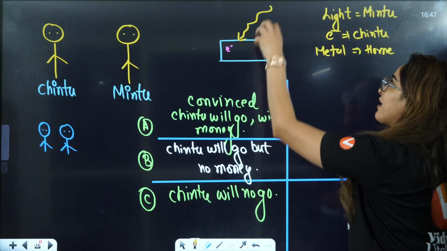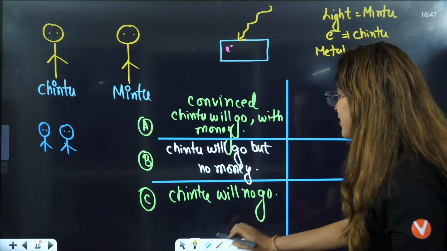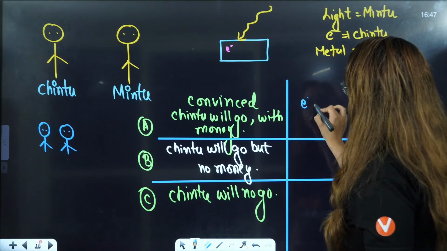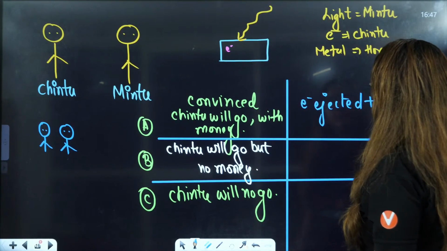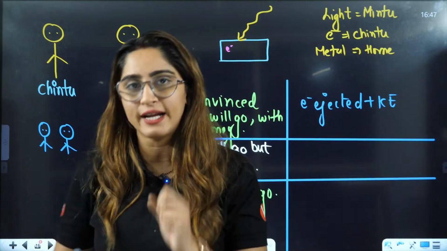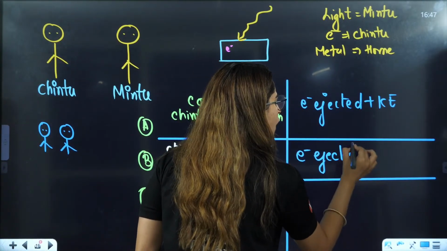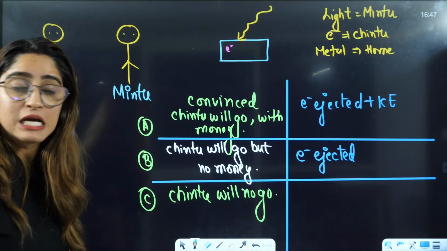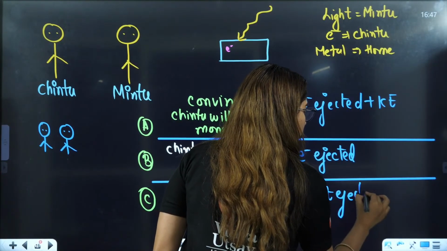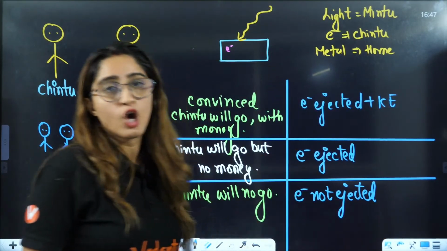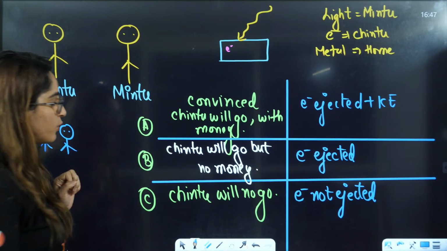Now, if light is striking on the metal surface and it is able to take the electron out, the electron is ejected, plus kinetic energy is there. That means the electron is ejected with kinetic energy. Second case possible is the electron is only ejected without any energy. There is no kinetic energy. Third case possible is the electron is not ejected. So these are the three cases that are possible. Okay, now let us see this.